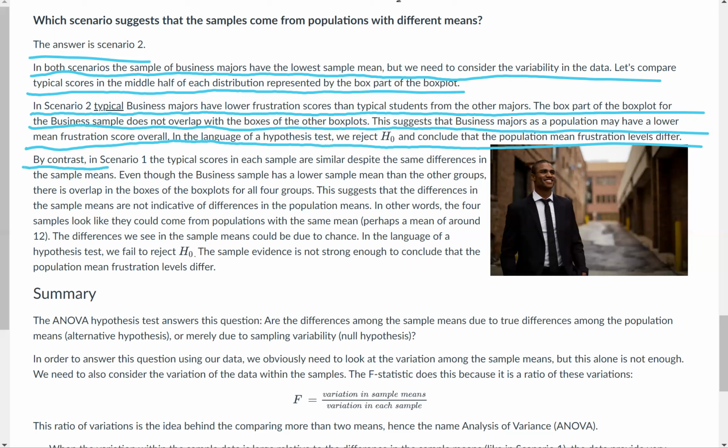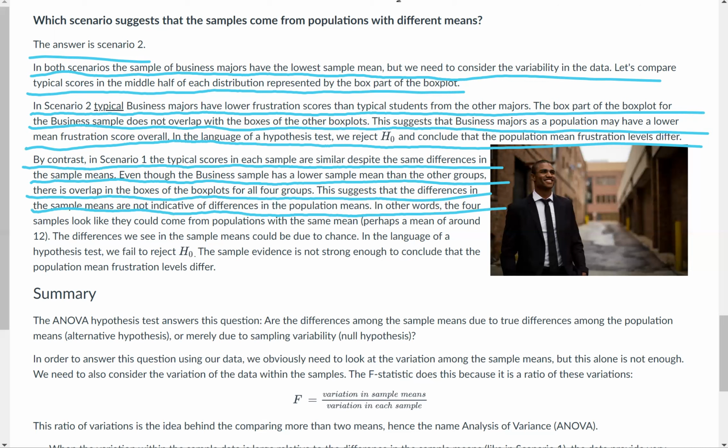By contrast, in scenario 1, the typical scores in each sample are similar despite the same differences in the sample means. Even though the business sample has a lower sample mean than the other groups, there is overlap in the boxes of the box plots for all 4 groups. This suggests that the differences in the sample means are not indicative of differences in the population means.